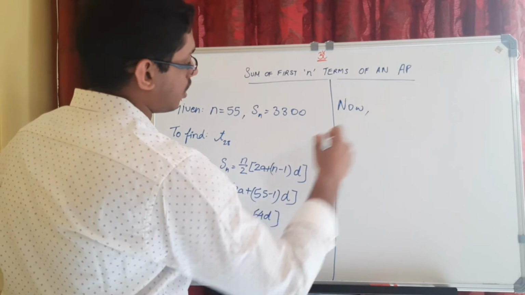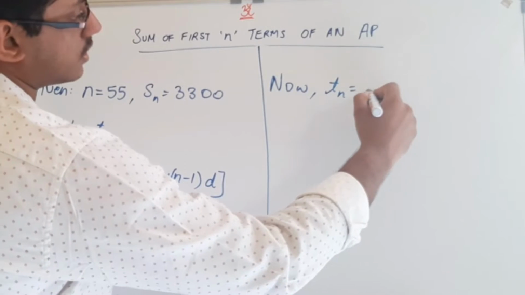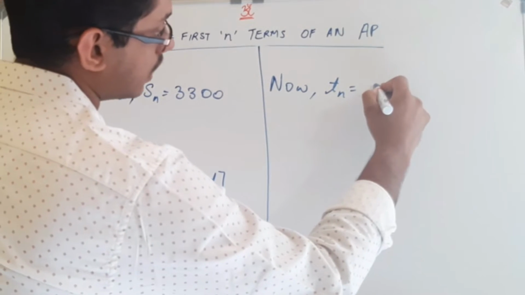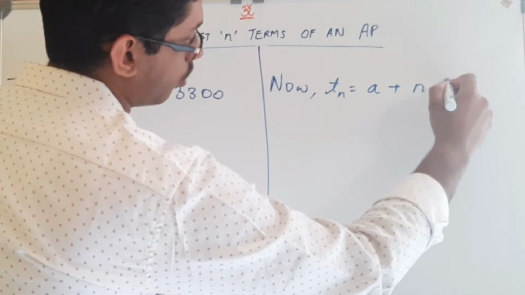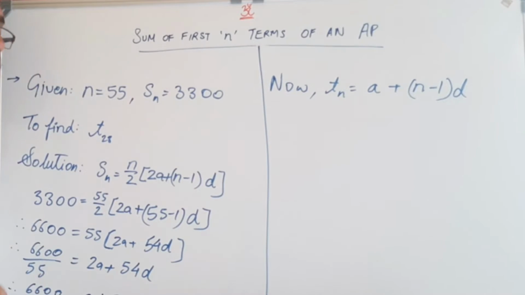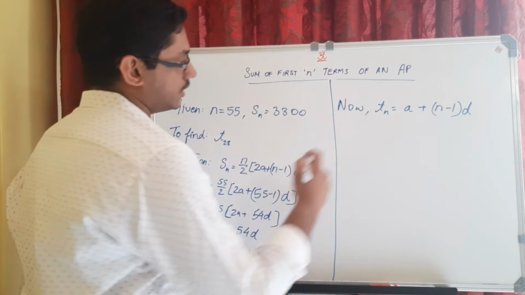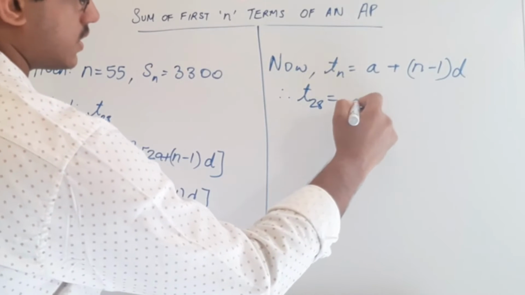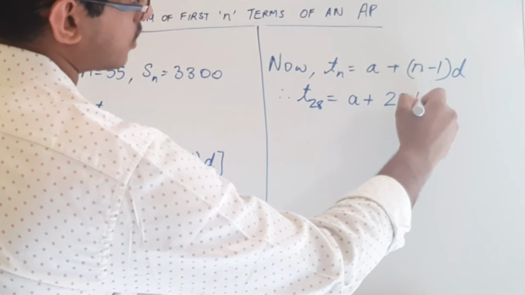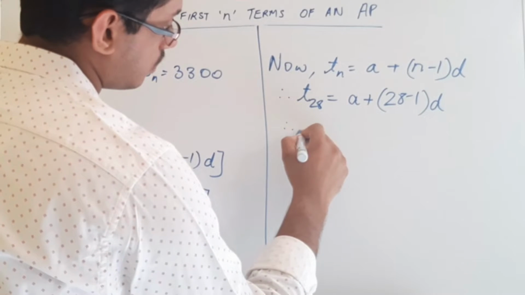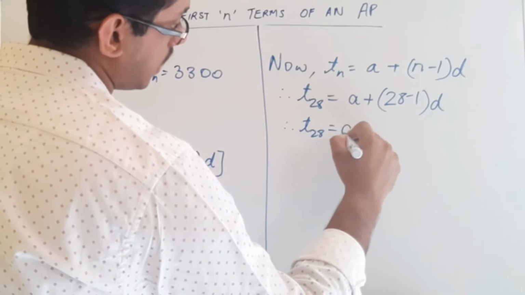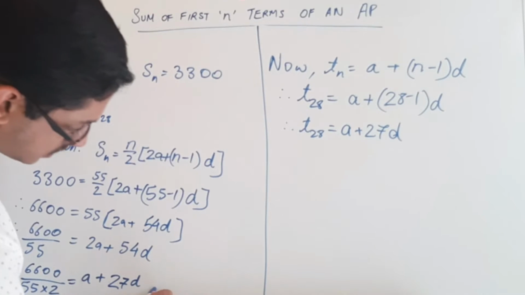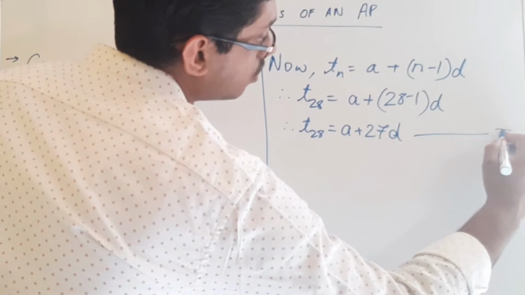Now see, Tn is equal to a plus, or wait, let me write it properly, a plus n minus 1 d. See, this is the formula of the nth term of an AP. Now see, therefore T28 is equal to A plus 28 minus 1 D. Therefore T28 is equal to A plus 27 D. Name this equation 1, name this equation 2.